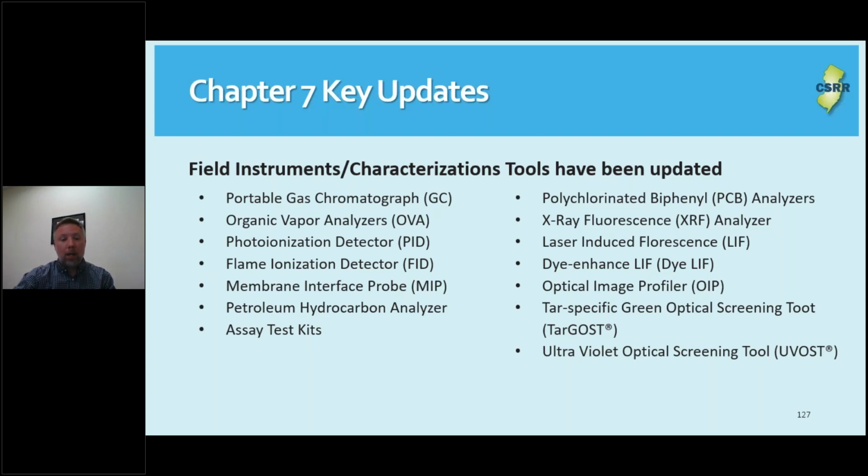What is the intent of the field equipment? Is it screening for absence, presence, delineation, remediation, confirmation? And then what media are you sampling for? Some of the equipment that's listed here can be used for soil and groundwater, as well as NAPL, including specific types of NAPL, whether they're L-NAPL or T-NAPL. Next slide.